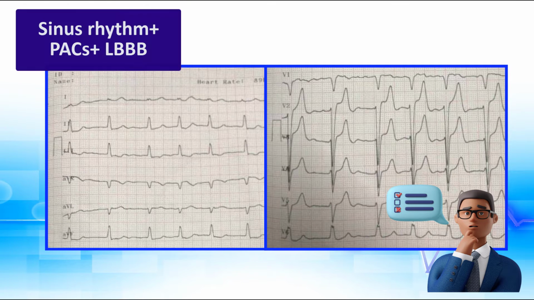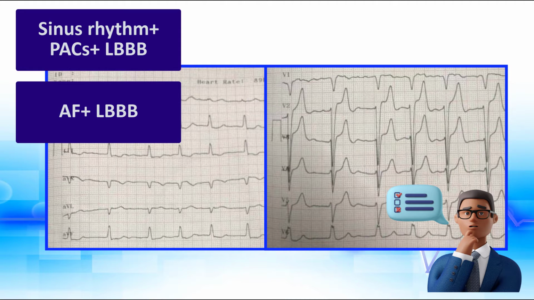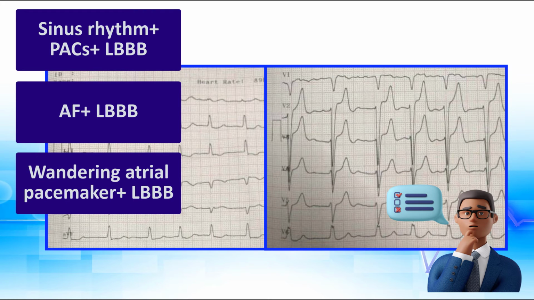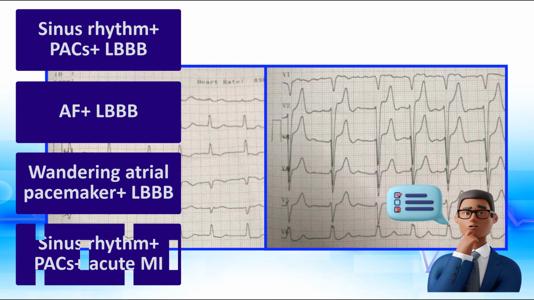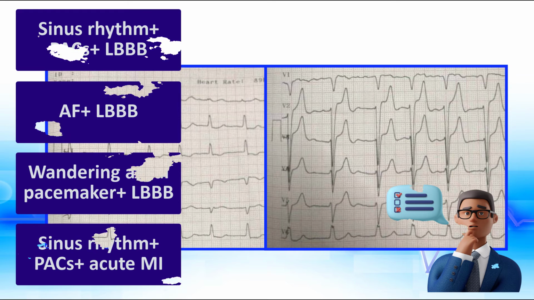1. Sinus rhythm with frequent PACs and left bundle branch block. 2. Atrial fibrillation with left bundle branch block. 3. Wandering atrial pacemaker with left bundle branch block. 4. Sinus rhythm with frequent PACs and acute anterior myocardial infarction.